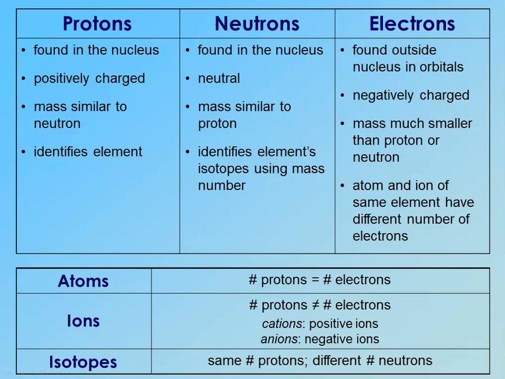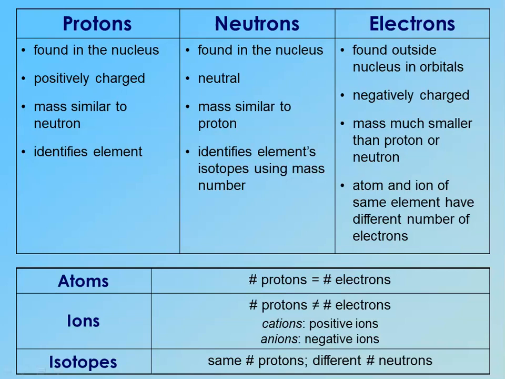Protons are always able to be determined for any element as long as you have a periodic table. If you don't have a periodic table out, I would strongly encourage you to get one. Every element has a unique number of protons, and that's where those atomic numbers on your periodic table come into play. Neutrons allow us to distinguish between an element's isotopes.